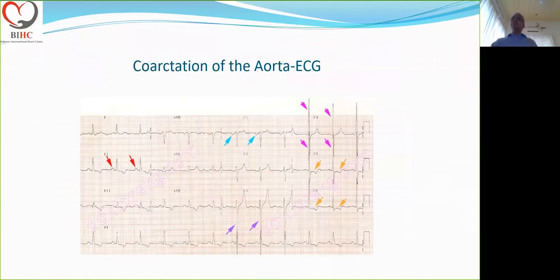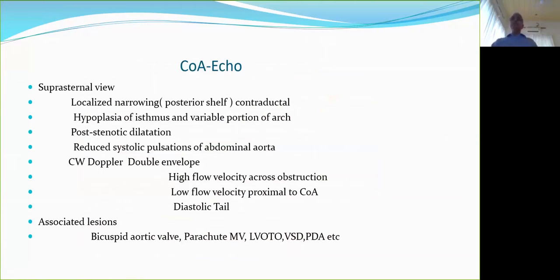ECG shows LVH with strain quite often. Like you can see in this case, V5 and V6 are showing ST depression. Echo, of course, is the diagnostic thing. In a suprasternal view, you can find a localized narrowing opposite the duct, which is the posterior shelf that we are speaking about. Hypoplasia of the isthmus and a variable portion of the arch.